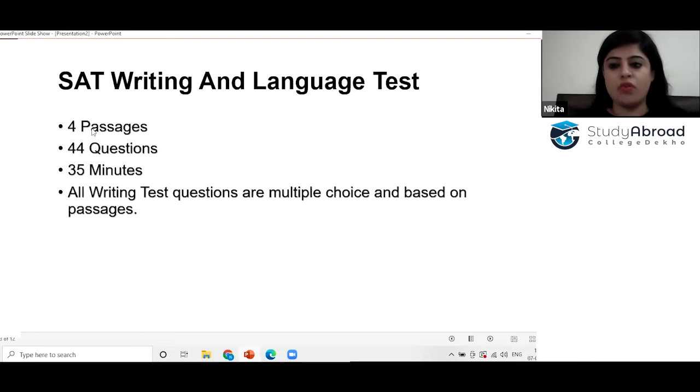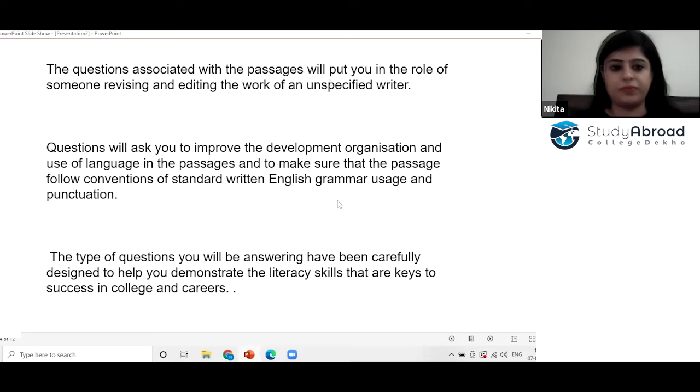It consists of 4 passages and 44 questions to be done in 35 minutes, and all the questions are multiple choice based. One might think that since the name of the test is writing and language, we might have to write something, but that's not the case. All the questions you are going to witness are multiple choice.